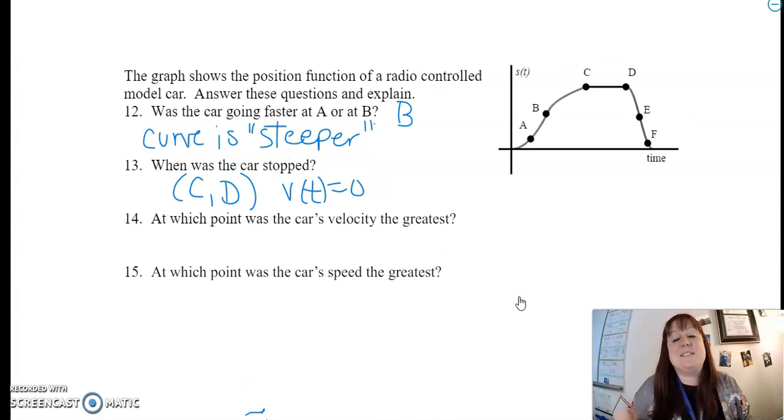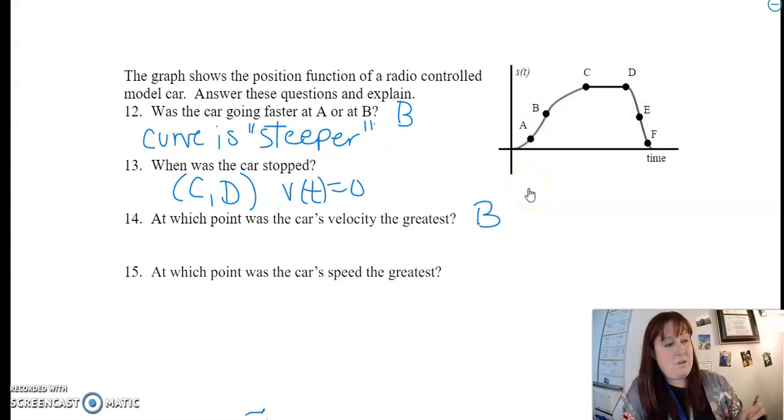velocity has direction, meaning it can be positive or negative. So the greatest number has to be a positive number, okay? So at what point is the slope of the tangent line the greatest? Well, these would all be negative slopes, all of these, so they obviously can't be the greatest. And since we already know B is steeper than A, then it's B, because the slope of the position graph is the greatest there.